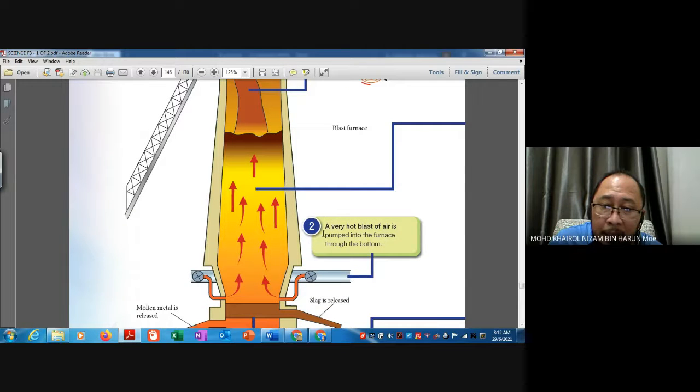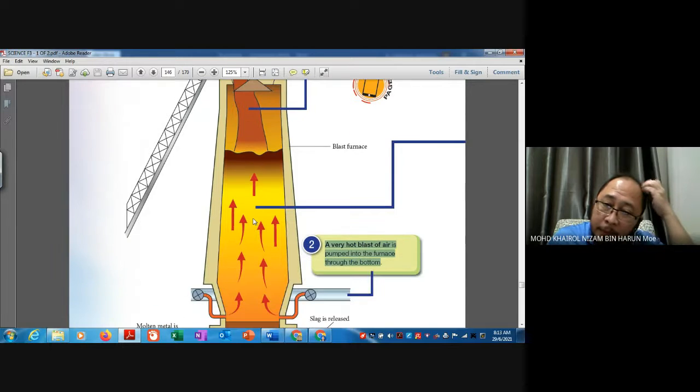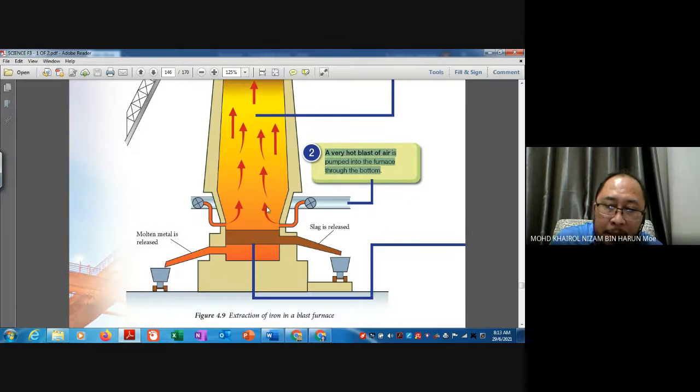Very hot air is pumped into the furnace through the bottom. So from here, very hot air is put in, and then it will make the ore become hot. When the ore gets hot, it will melt.